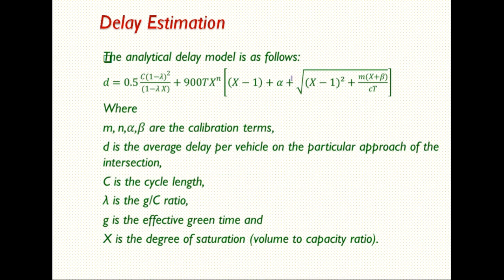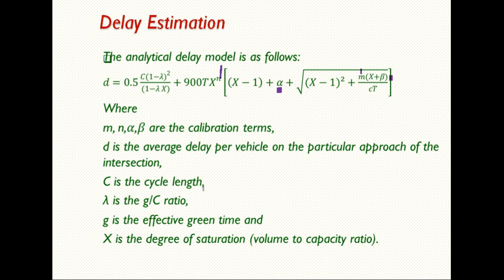Delay is estimated by this equation. Here several adjustment factors, or you can say calibration factors, are suggested: M, N, and alpha, beta. Alpha is here, beta is here, and N is here. All these are the calibration terms, and D is the average delay per vehicle on particular approach of the intersection.